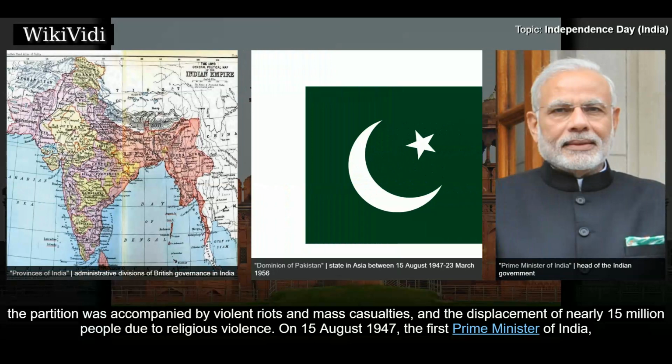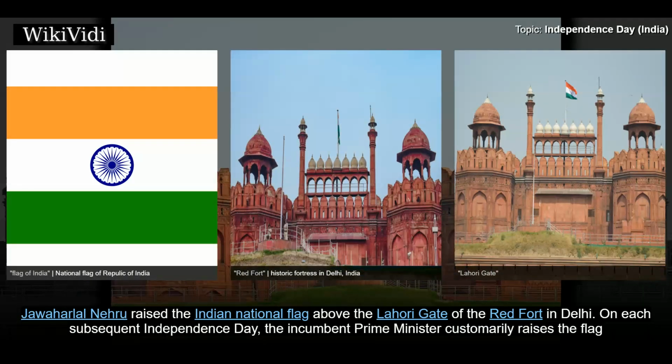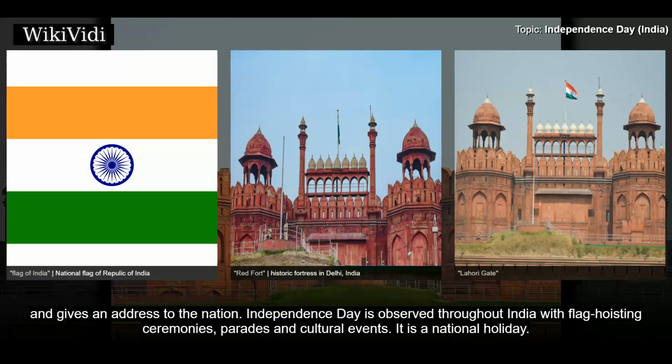On the 15th of August 1947, the first Prime Minister of India, Jawaharlal Nehru, raised the Indian national flag above the Lahori Gate of the Red Fort in Delhi. On each subsequent Independence Day, the incumbent Prime Minister customarily raises the flag and gives an address to the nation. Independence Day is observed throughout India with flag-hoisting ceremonies, parades and cultural events. It is a national holiday.